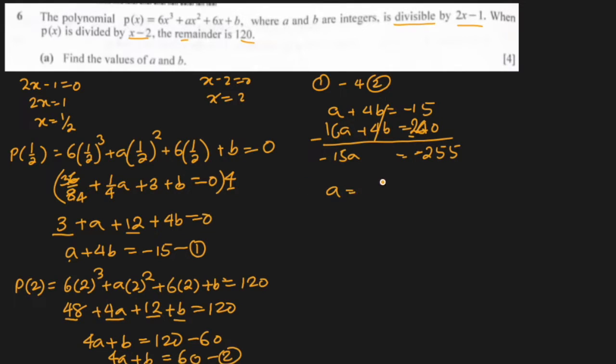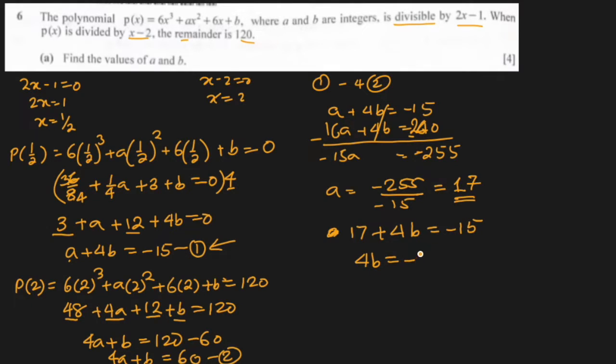So a comes out to be negative 255 divided by negative 15, which is 17. A is equal to 17. So let's use equation 1 only to get b. So a is 17, plus 4b equal to negative 15. 4b is equal to negative 15 minus 17, negative 32. Divide both sides by 4. So b is negative 8.